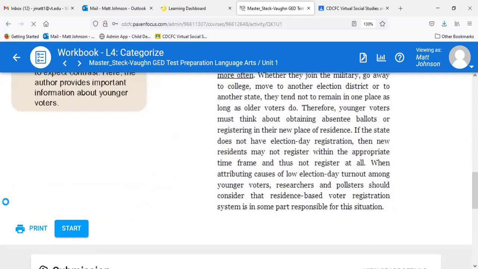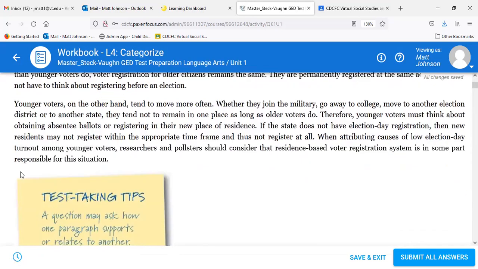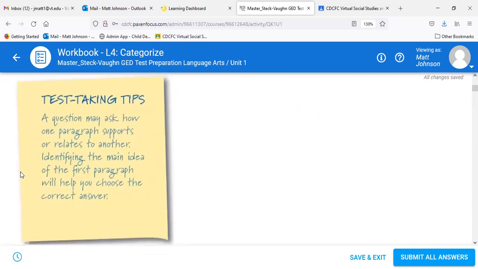Okay, so we'll start the workbook exercises. Same text we just read that we're starting with. And our little test-taking tip. It says a question may ask how one paragraph supports or relates to another. Identifying the main idea of the first paragraph will help you choose the correct answer. So going back to that, find the main idea, make sure you're looking at the title. All of those are going to help you think about the constant thread that runs through whatever you're reading.